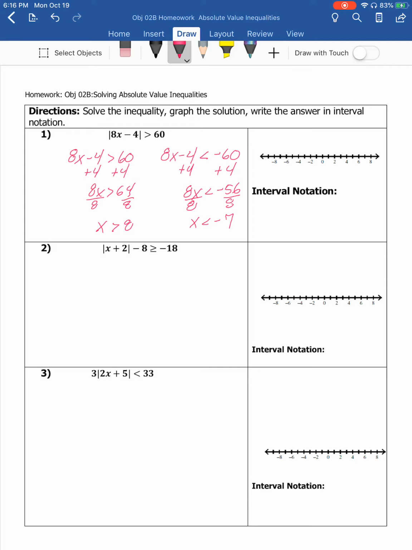So I look at my answers, I'm going to have an open circle around 8, and it's greater than, so it's going to be to the right. I have an open circle around negative 7, and my arrow is going to the left because it's less than.